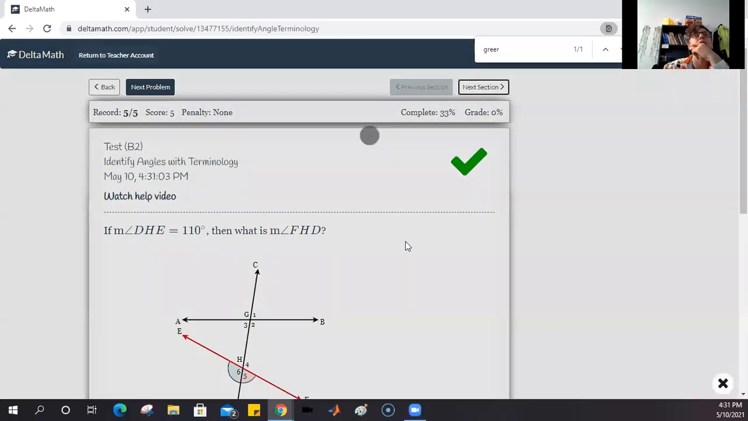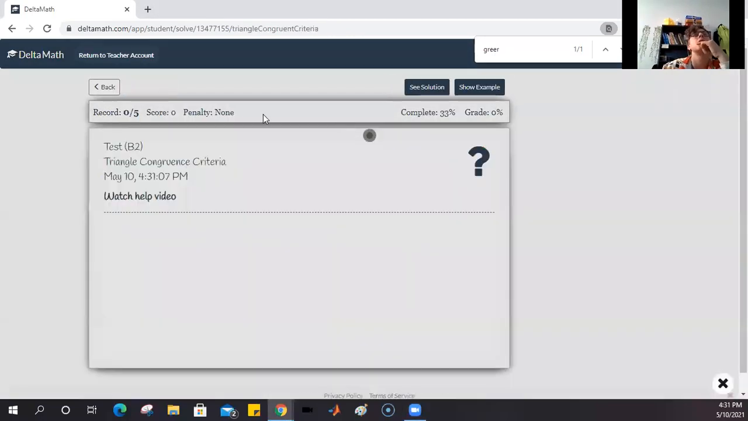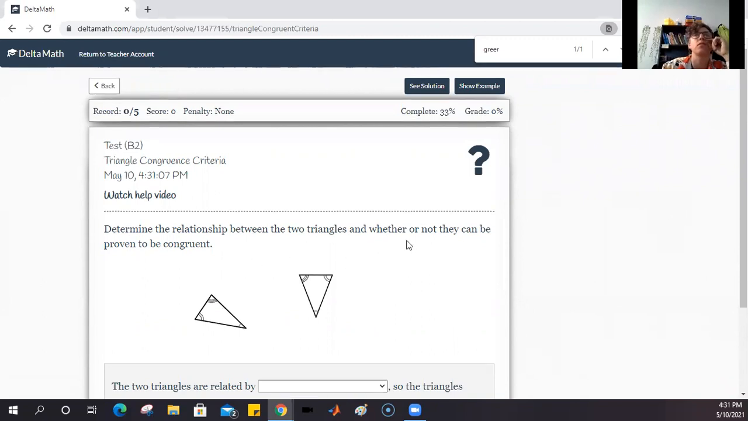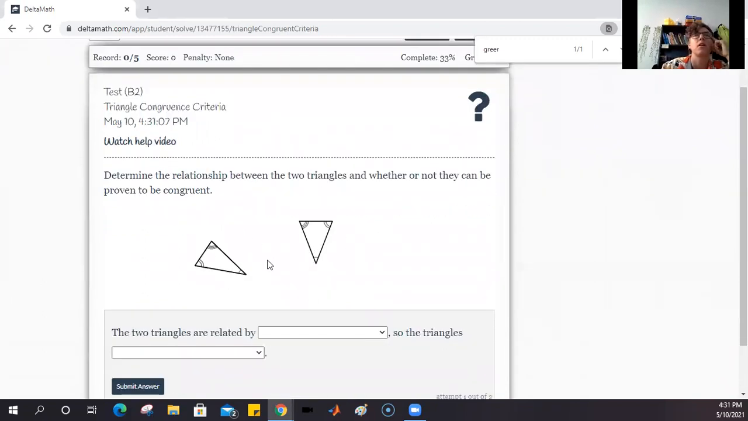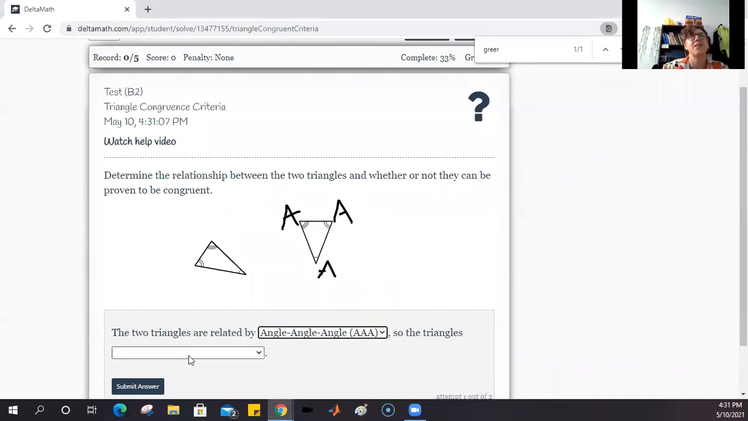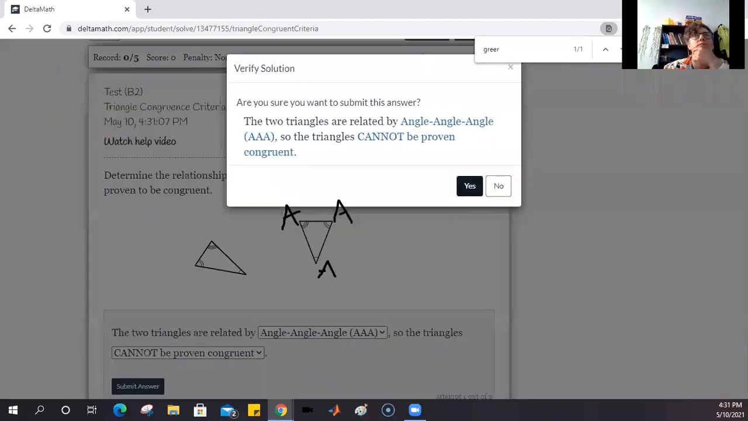Next section. Yay! Triangle congruence criteria. Determine the relationship between the two triangles and whether or not they can be proven congruent. Well, I see here marked angles that are congruent, angles that are congruent, angles that are congruent. I like to just mark up one of the triangles with the things that are marked congruent. So angle, angle, angle. These triangles are related by angle, angle, angle, which is not a way that you can prove triangles congruent. Angle, angle, angle does not work.